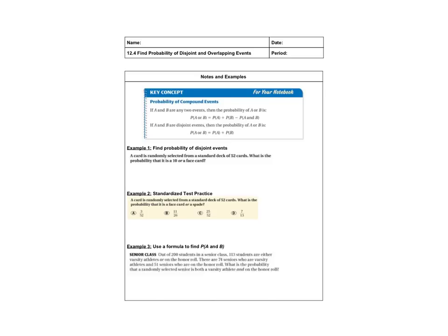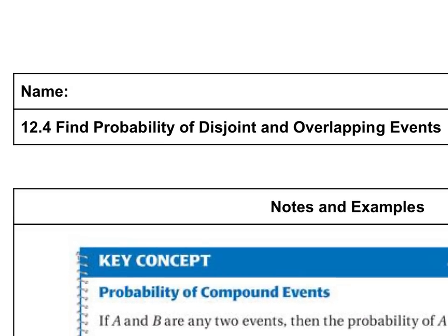Today we're talking about Chapter 12, Lesson 4, Probability of Disjoint and Overlapping Events. Alright, just a quick vocabulary lesson. Disjoint means two events that really have nothing to do with each other. They have nothing in common. Whereas overlapping means that they will have some of their probability in common. So we're going to take a look at those two today.